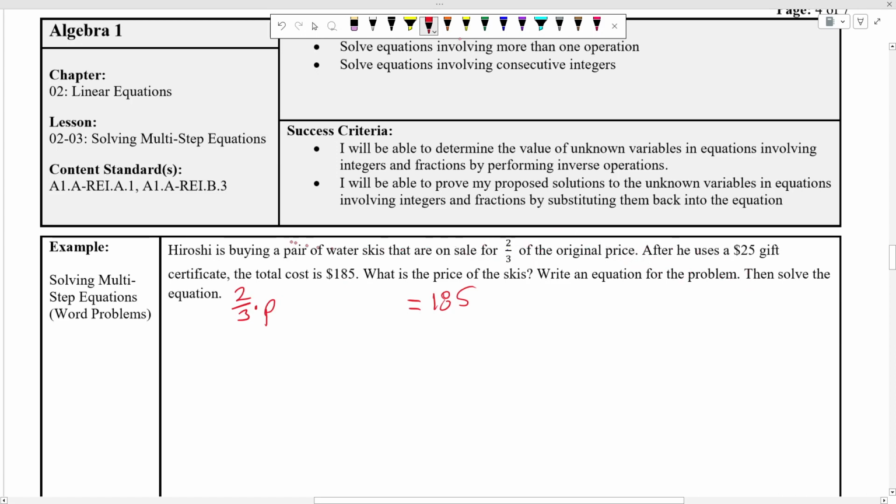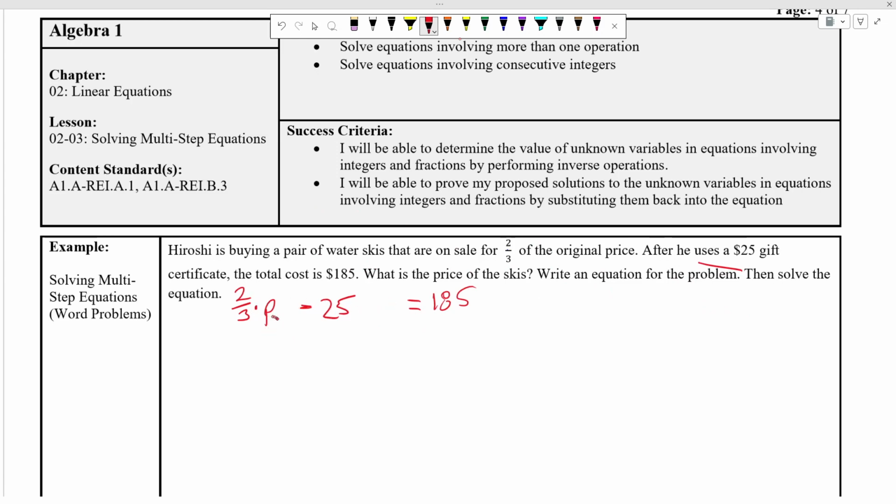After he uses a $25 gift certificate. Let's think about that for a second. If I'm going to buy something and I have a gift certificate, maybe mom or dad or grandma, grandpa, somebody gave me a gift certificate. If they gave me that, it's not money that I have to spend. So I can sort of remove that from the calculation of the price that I have to pay. So I use a gift card, meaning that I subtract $25 from consideration.